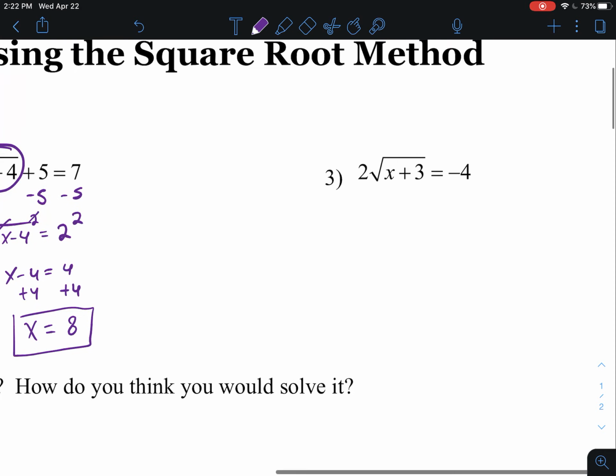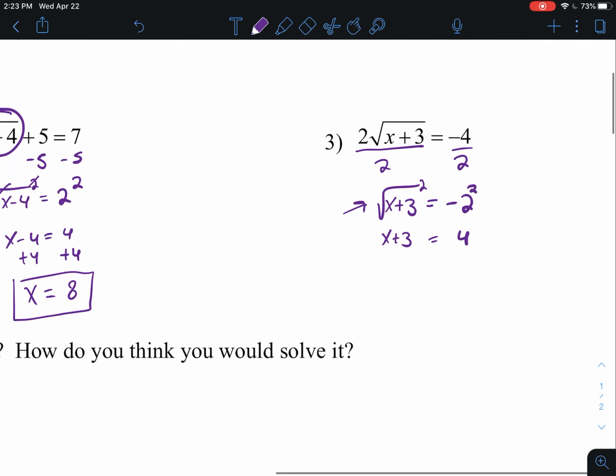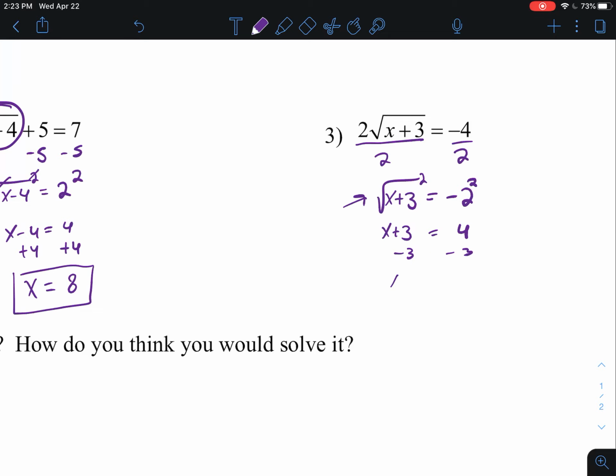And then the last one here, the first thing we would want to do is divide by 2. Okay, so we divide by 2, we get the square root of x plus 3 is equal to negative 2. Well, there's one thing that happens right here, guys. You can never get a square root equal to a negative. There's no way we can square root a number and have it be equal to a negative. If we solve this out, we square both sides, we get x plus 3 is equal to 4. Subtract the 3 from both sides, we get x is equal to 1.